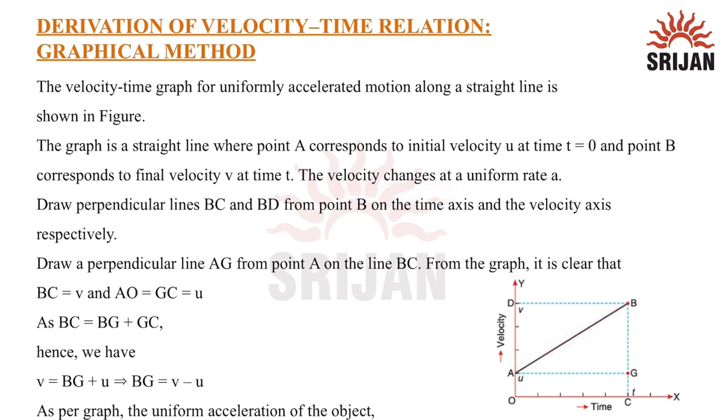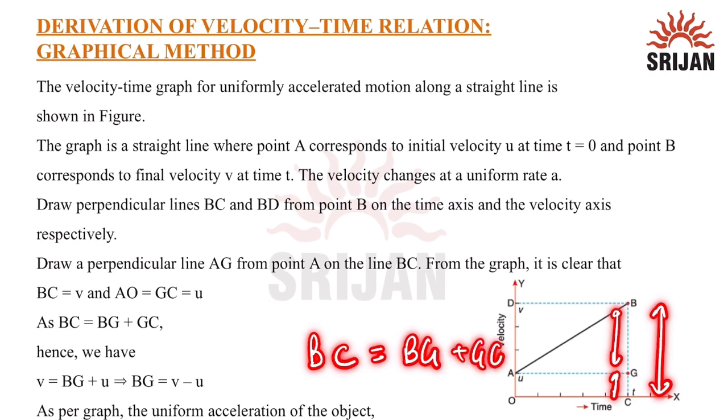Now we draw a perpendicular, that is BC, on time axis and BD on velocity axis respectively. Now we draw a perpendicular AG from point A on the line BC. From this graph, it is clear that BC would be equal to V, that is final velocity. AO is the initial velocity U, and GC would be U as well. So we can say that BC, that is this big line, would be equal to BG, that is this line, and GC, that is this line.